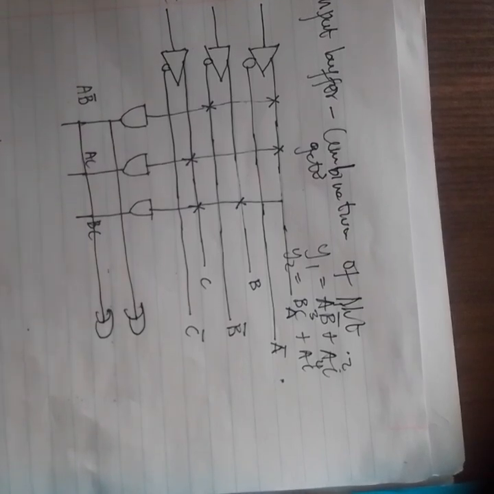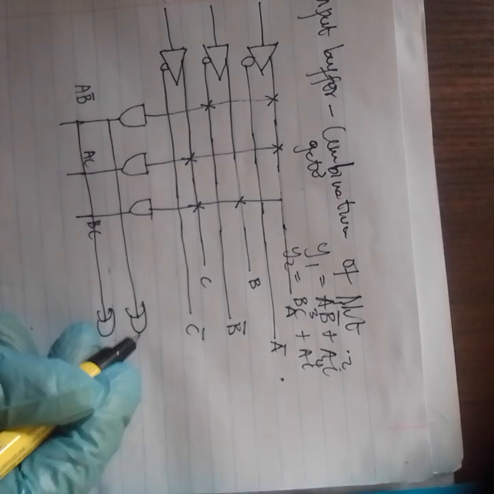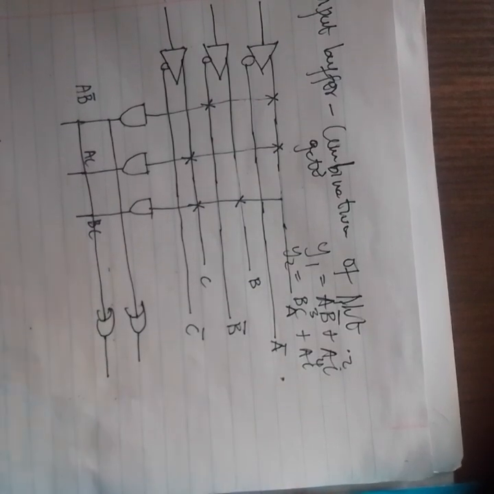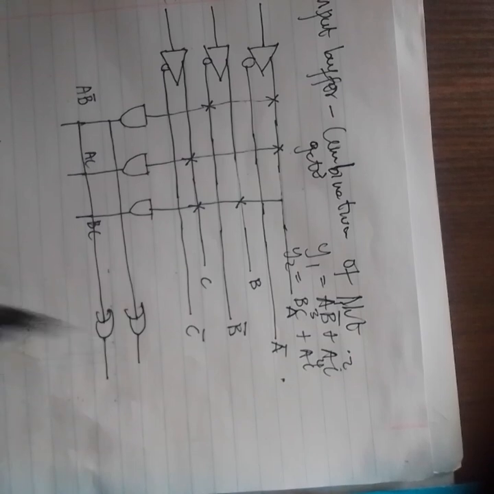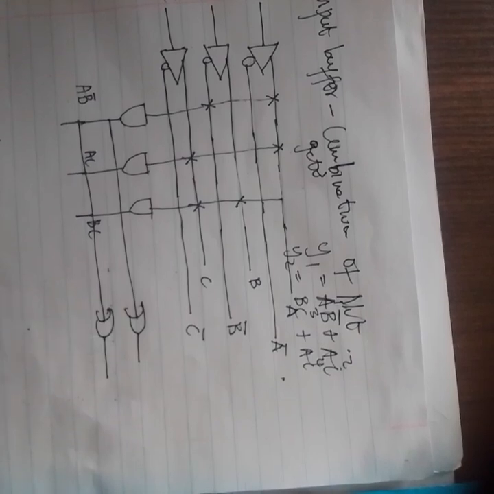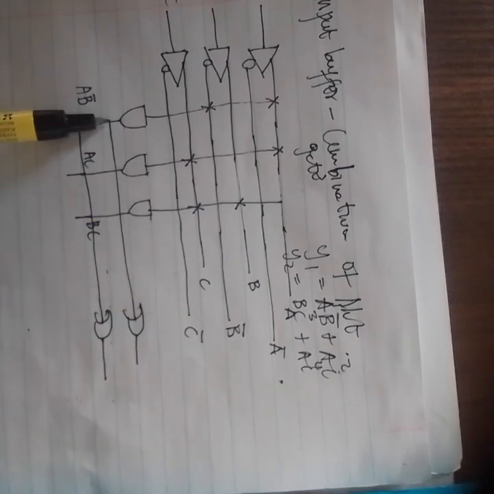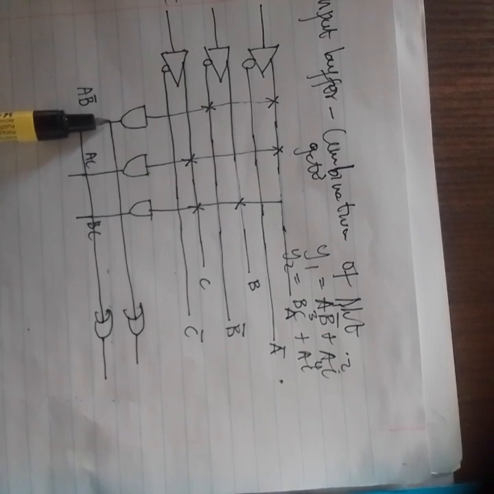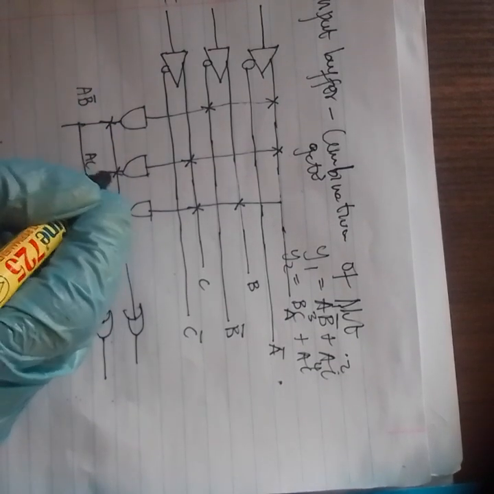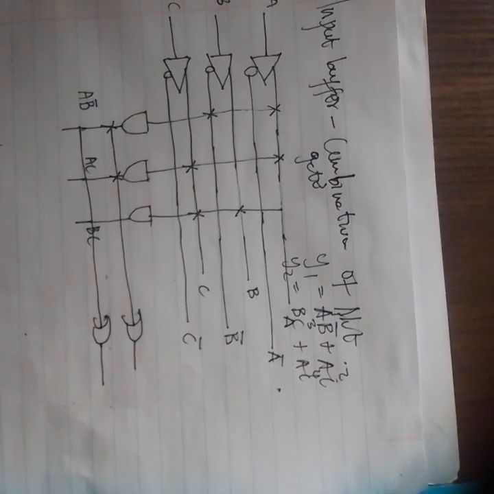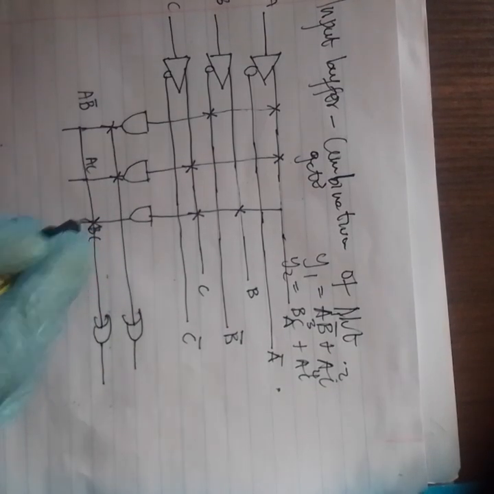Now, for the first output, AB is connected to AC. For the second output, we have BC. Here is BC.